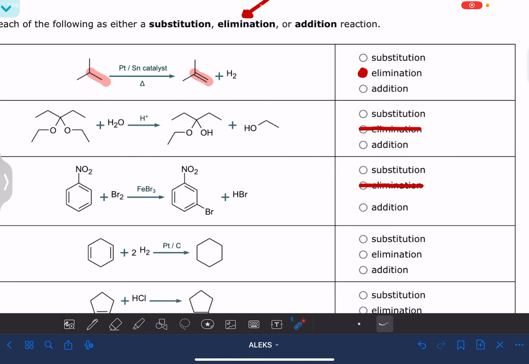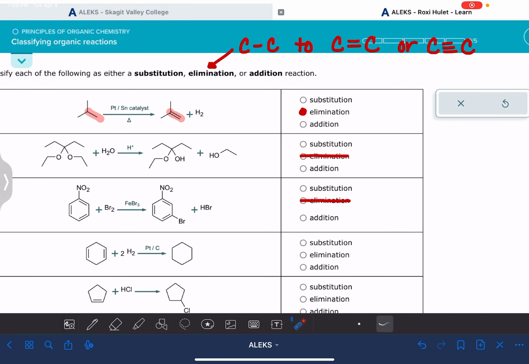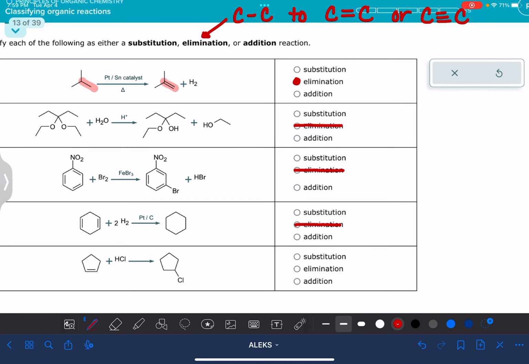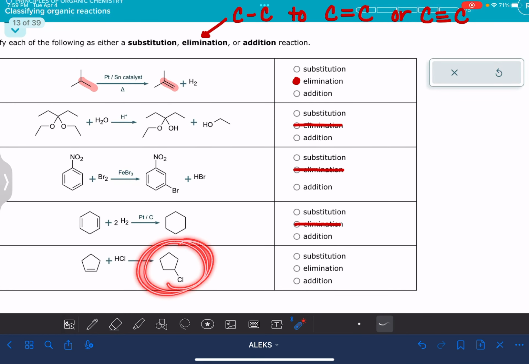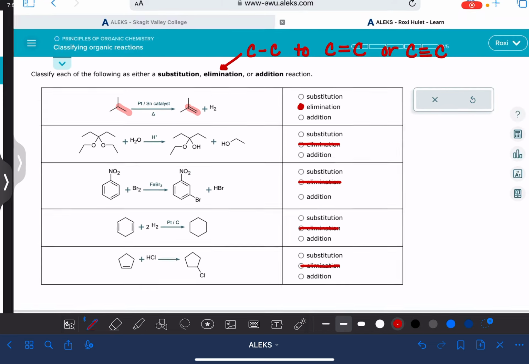This molecule, again, let's think about what we're doing. We're looking at the products and we're trying to decide if there are any double or triple bonds. This has no double or triple bonds in the products, therefore it is not elimination. And for the last one, again, no double or triple bonds. That means it's not elimination. Again, elimination creates double or triple bonds.